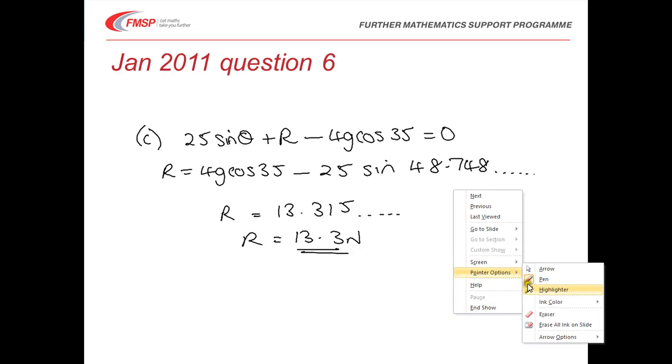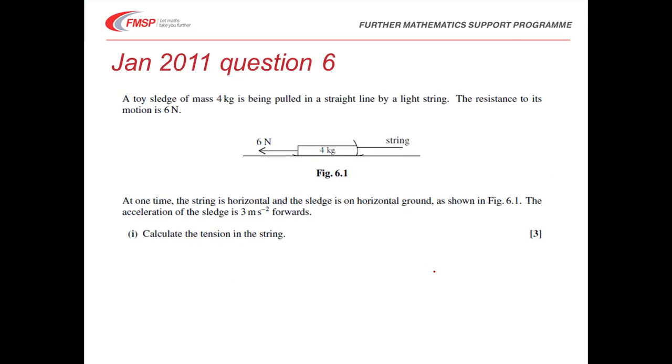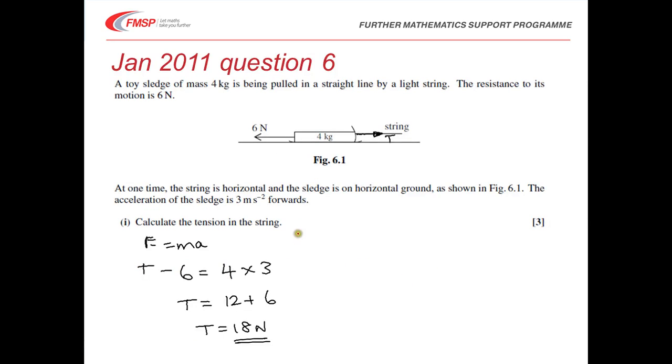So let's go back to the beginning of the question and look at how those marks are allocated. So going back to part 1, there we go. To work out the tension in the string, we got 1 mark for applying F equals ma, an accuracy mark for correctly substituting in the values, there is an allowance for sign errors there, and then an accuracy mark for getting the 18 newtons.